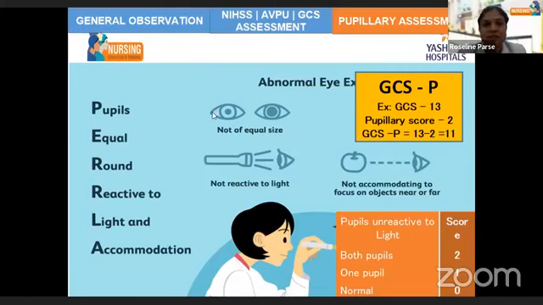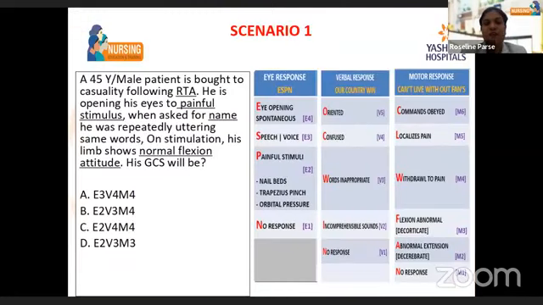Clear? If it's clear, then we'll go to some of the scenarios. So scenario number 1, I have displayed the GCS for your easy access.